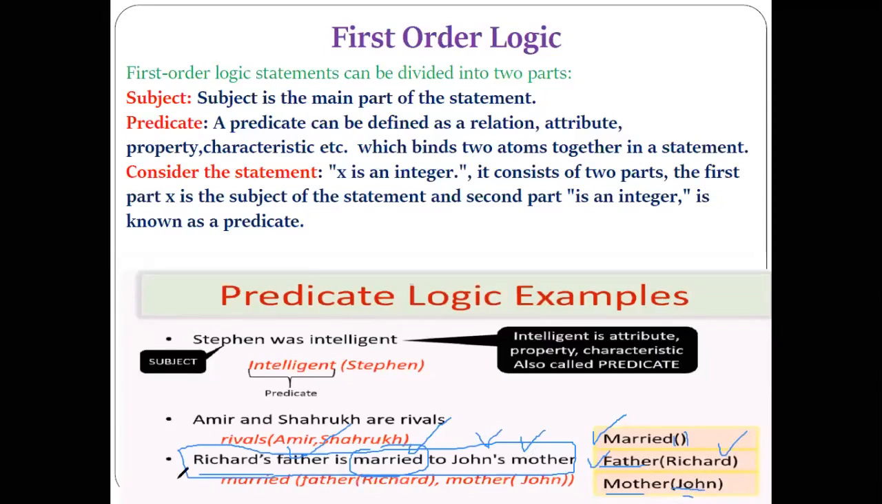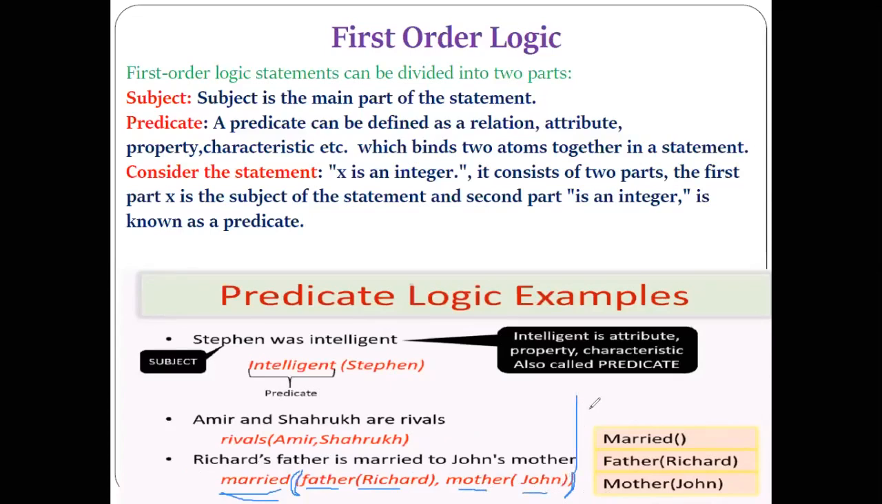And then finally, we write the first order logic for this, as you can see below. First, you have to write the main predicate, married. Then followed by that, you write the two other sub-predicates and their subjects: father, followed by the subject Richard, comma, mother, followed by its subject John. This is nothing but the FOL for the given statement. Understood? Now, how will we read this? Richard's father is married to John's mother. So this is the basic example related to predicate logic or first order logic. Understood these three examples?